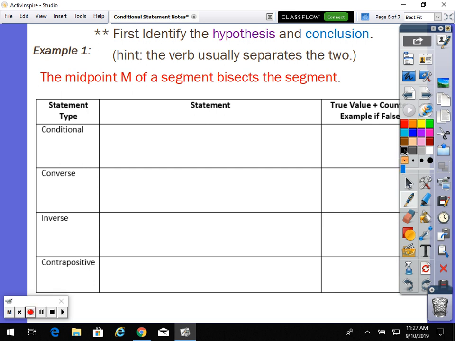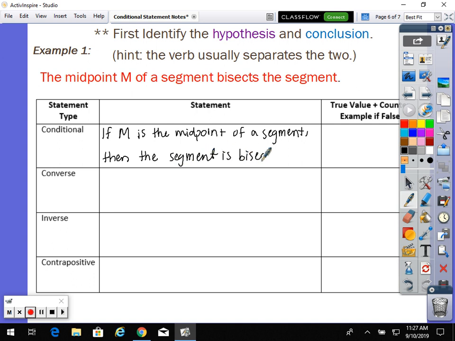So the midpoint M of a segment bisects the segment. So we're going to write our original conditional. If M is the midpoint of a segment, then the segment is bisected. So in purple, I'm going to put my if and then. In blue is my hypothesis, M is the midpoint. And then in green, the conclusion, the segment is bisected.